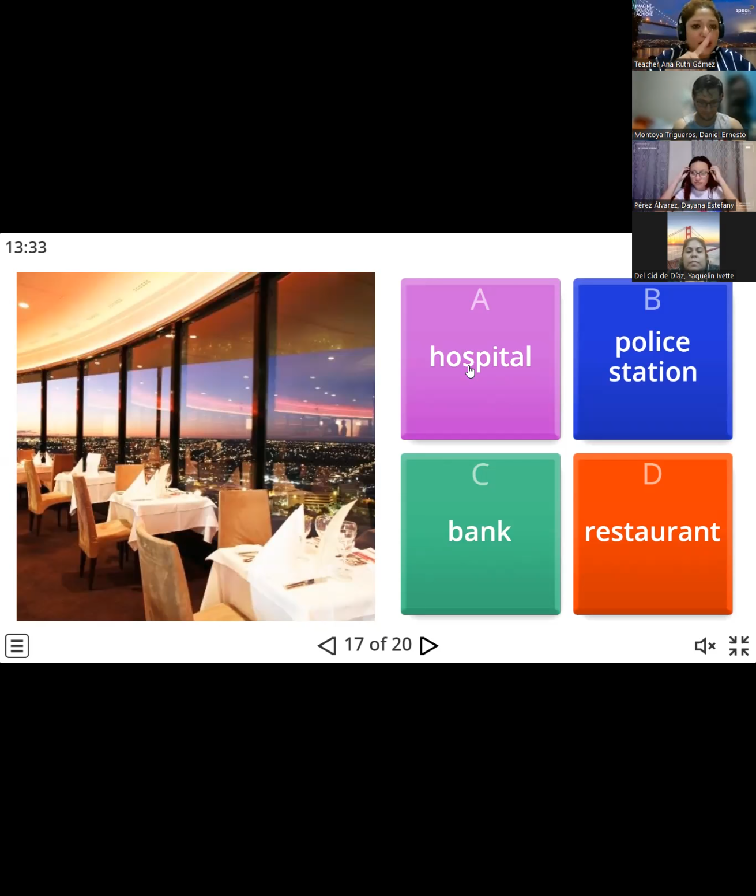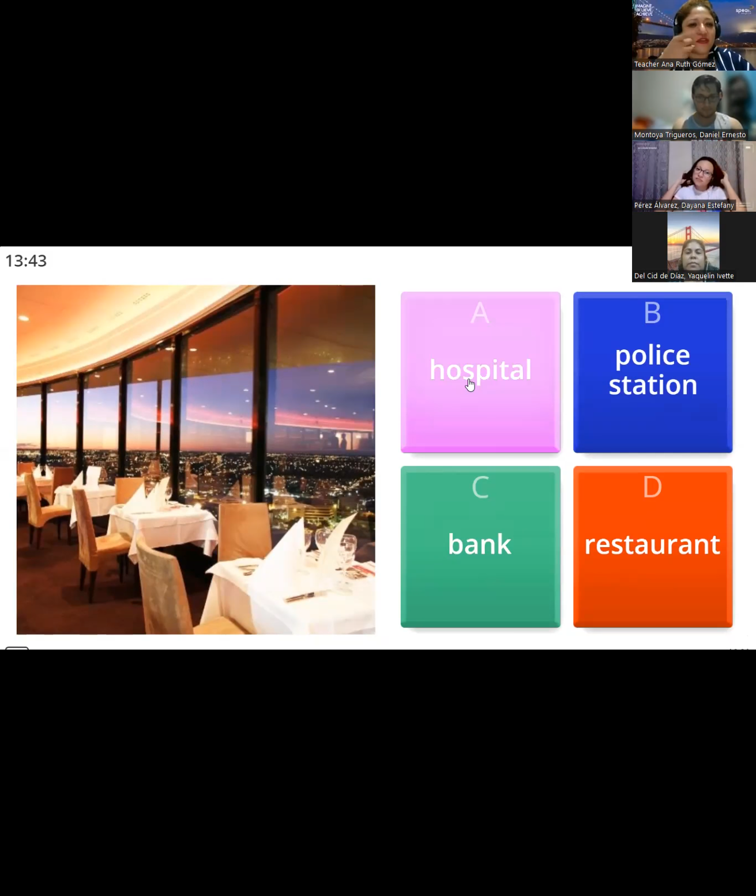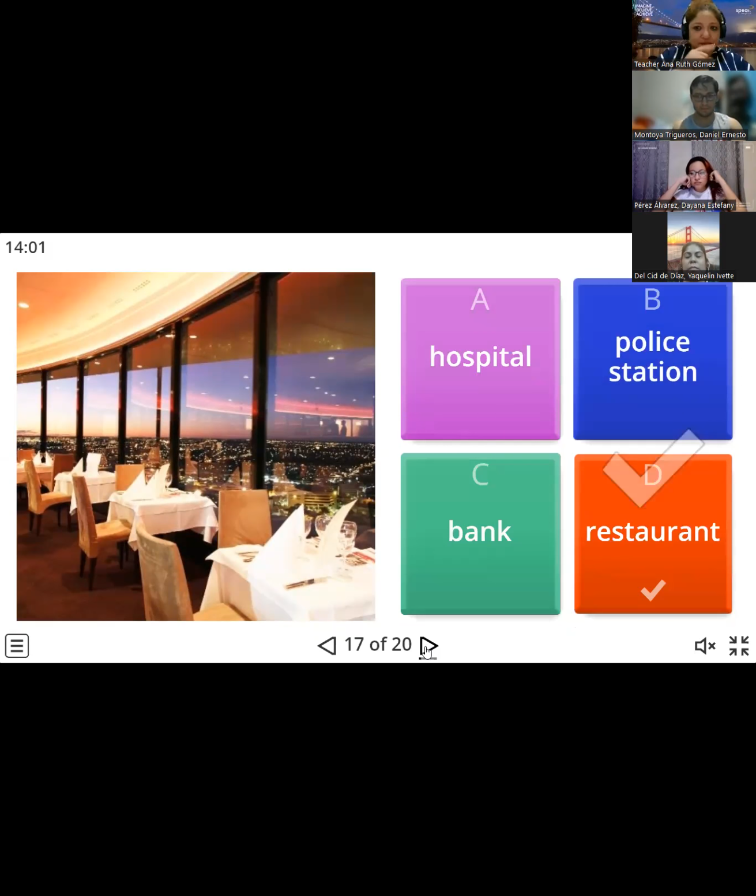Hospital, American English and British English. Maybe the difference is the pronunciation. American hospital. And British hospital. Police station, American English. Police station, a little difference. And we have the bank. The four words are the same in American and British. All right. What about the next?